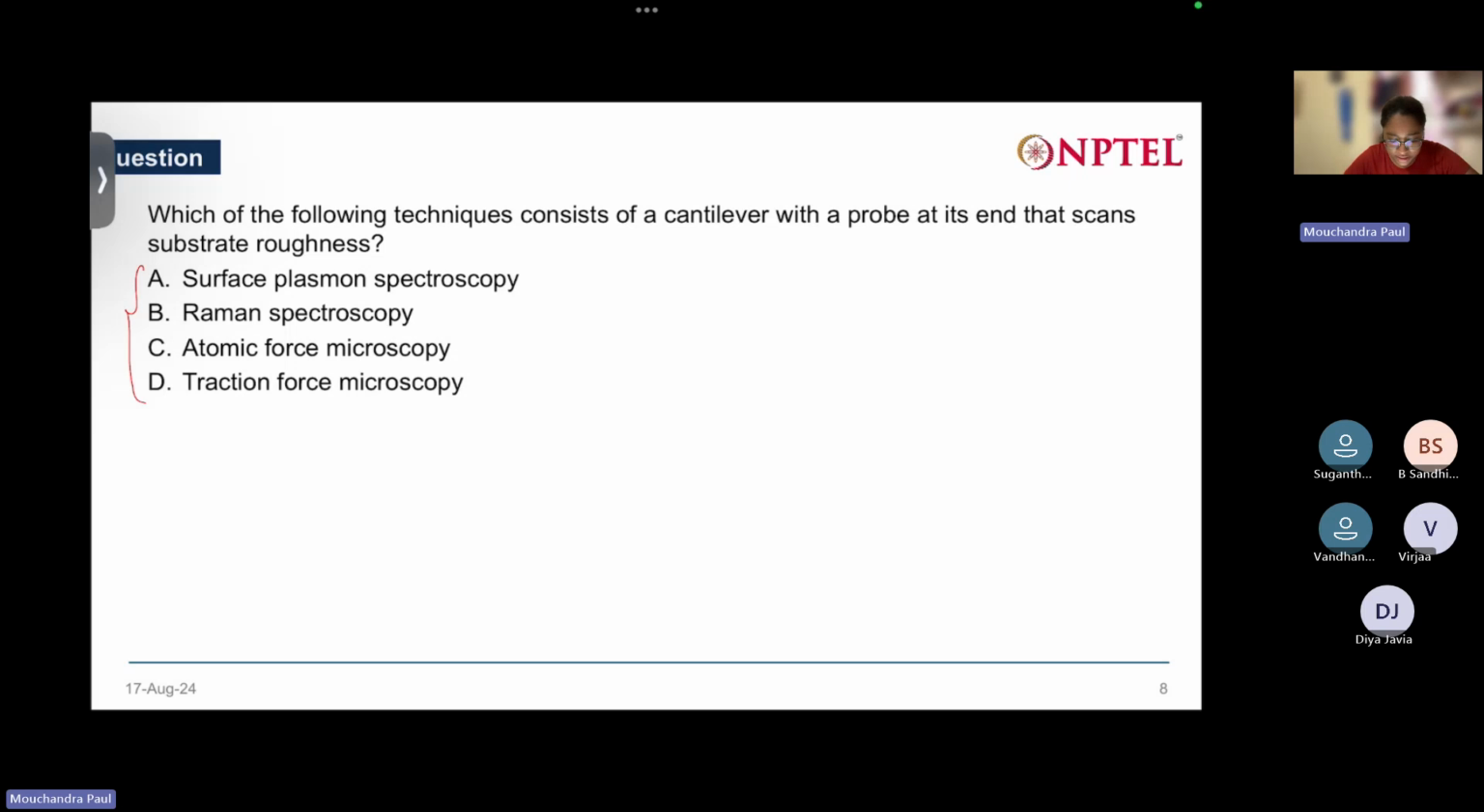Now, these are the techniques that are mentioned here in options A, B, C, and D, where one of these techniques uses this cantilever with the probe to scan the surface roughness. One of these techniques uses that. First technique is called surface plasmon spectroscopy. B is Raman spectroscopy. C is atomic force microscopy. D is traction force microscopy. Okay.